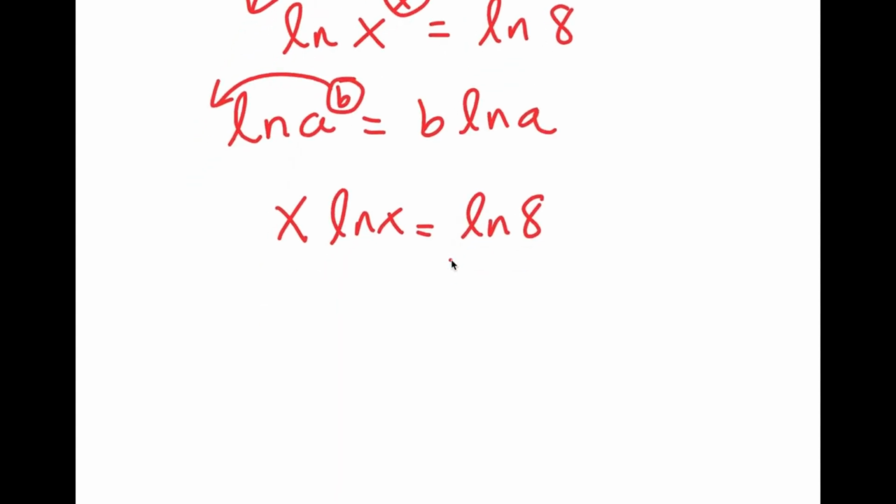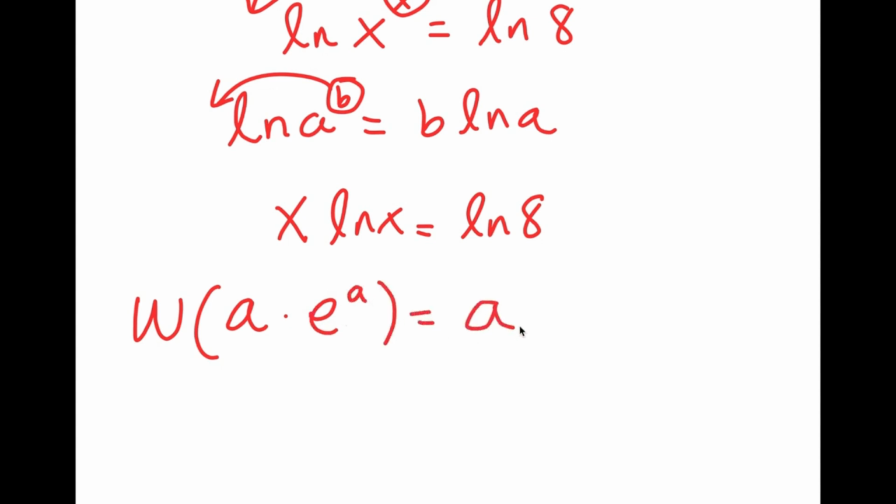Now from here, I'm going to use another formula that states that if I have something in the form W of a times e to the power of a, this is equal to a. This is known as the Lambert W formula. So if I take the W of something in the form a times e to the power of a, it's going to equal a.